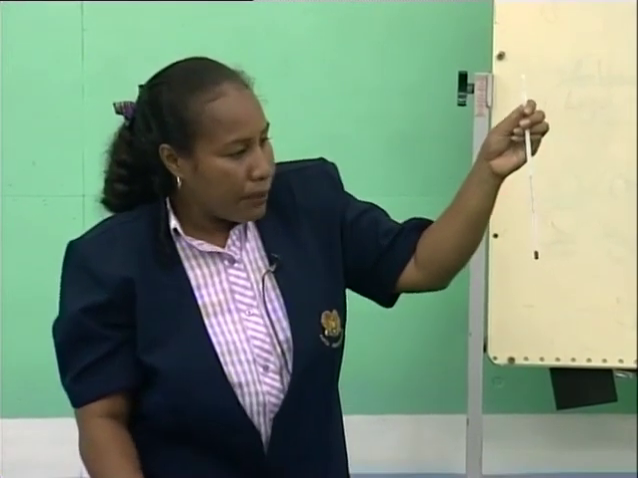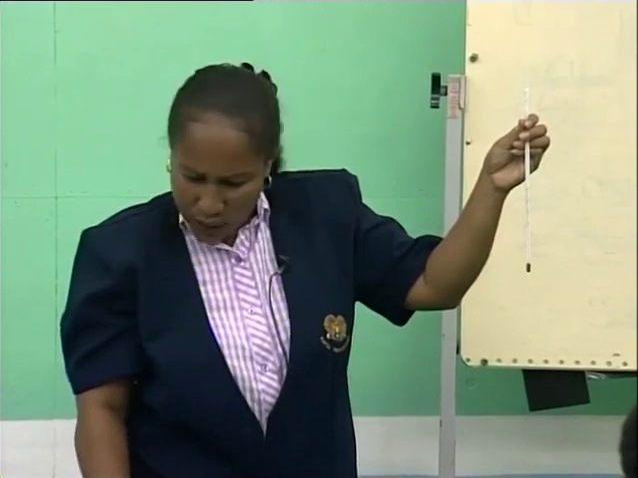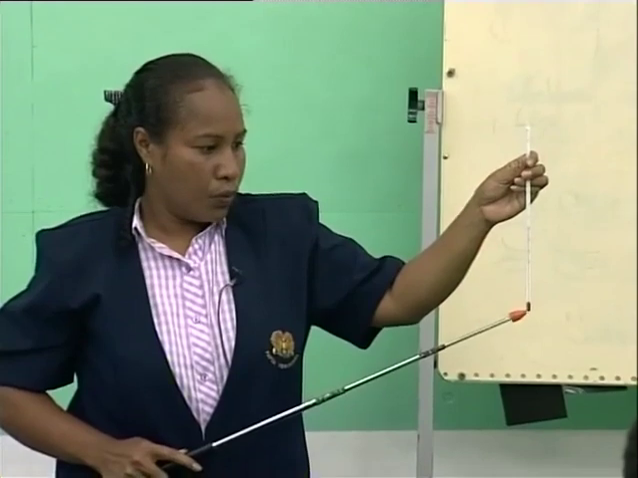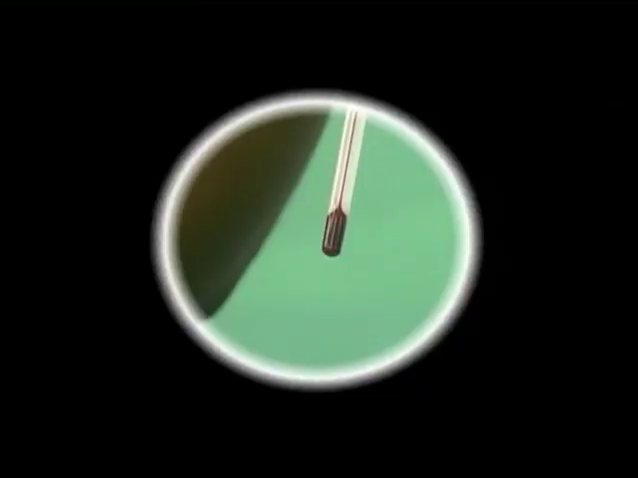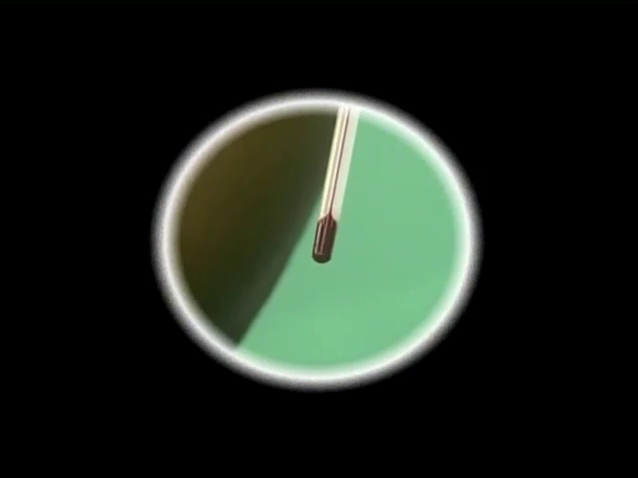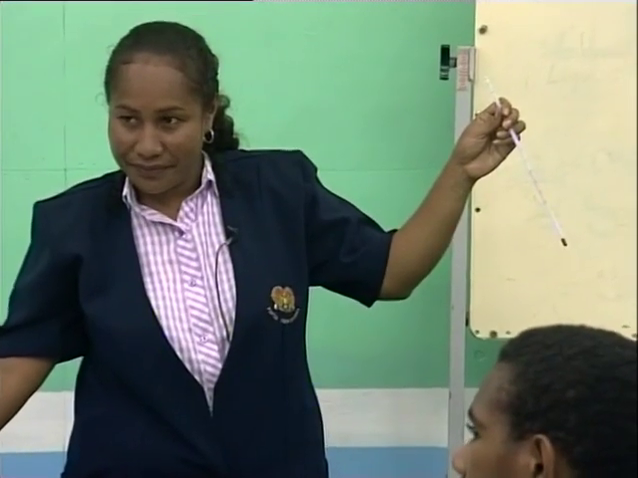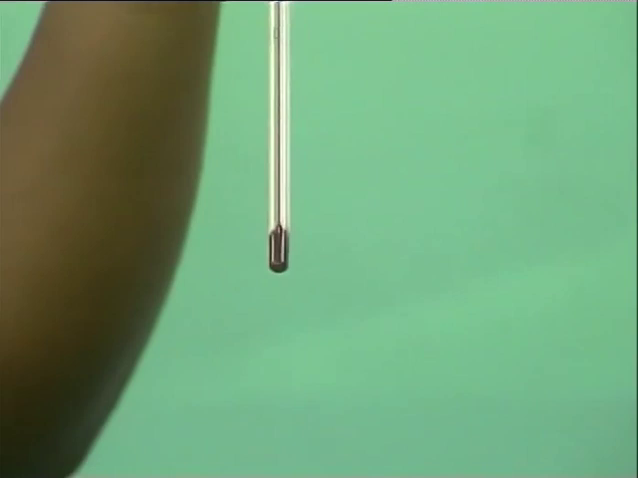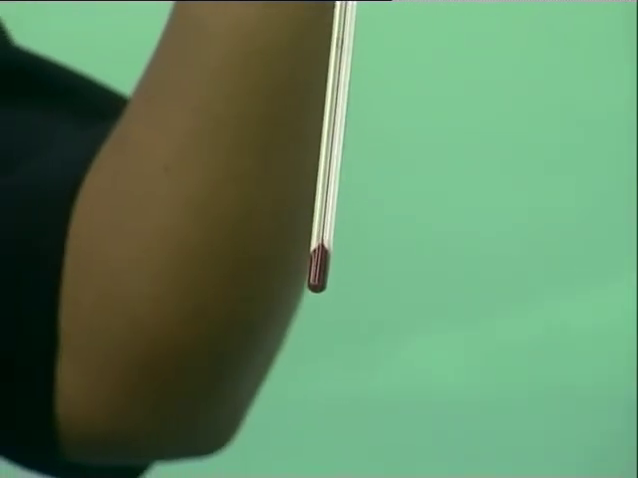Now, right at the bottom of the thermometer, can someone tell me what is this called? What is the name of this red part here? Okay. Tell your teacher. Strip. Very good. It's called strip, all right?